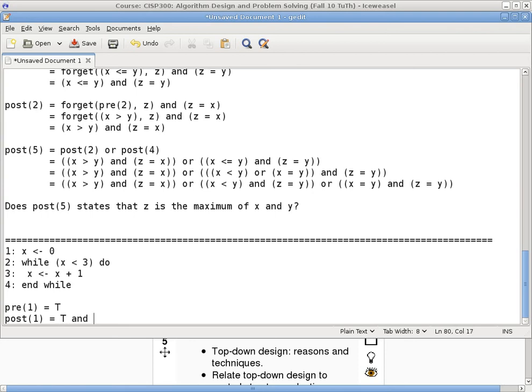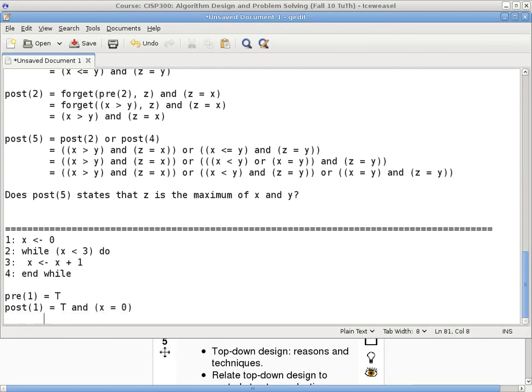Now this is the part, technically speaking, post 1 is true and x equals 0. But we can simplify that to x equals 0, because true and anything is anything. It is the identity of conjunction.